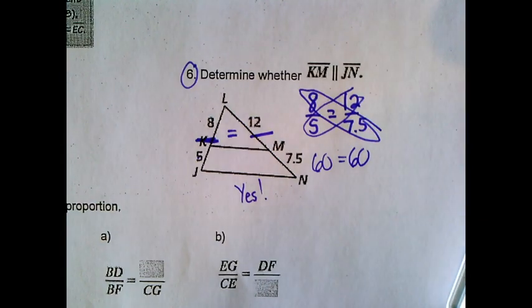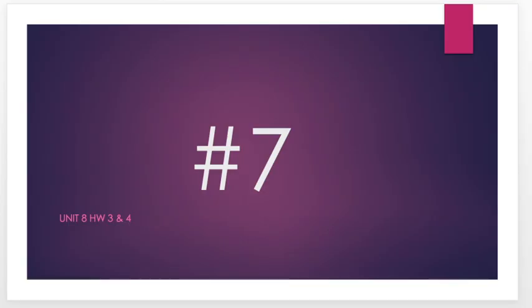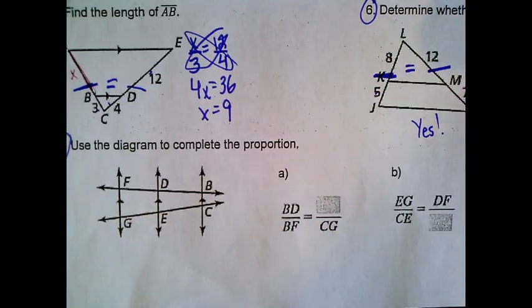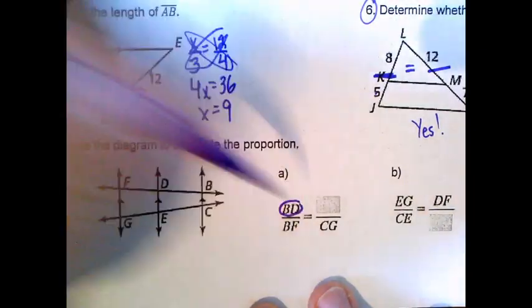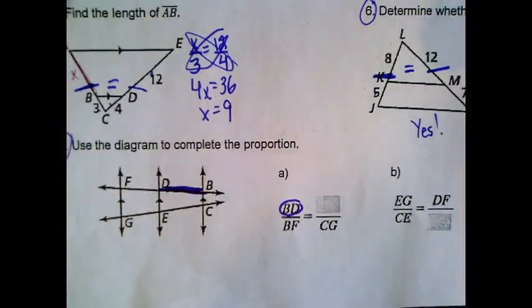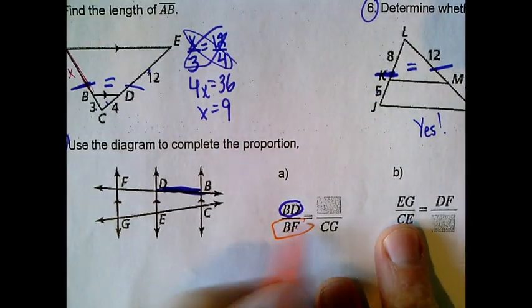Okay, number 7. We're almost done. You definitely will see one like this on the quiz or the test, I believe. So I want to make sure you've just seen that. So in the diagram that says complete the proportion, we're just matching. So BD, I'm going to circle that and make that purple. Right here is BD. And then BF, I'm going to make that orange. And that's right here.